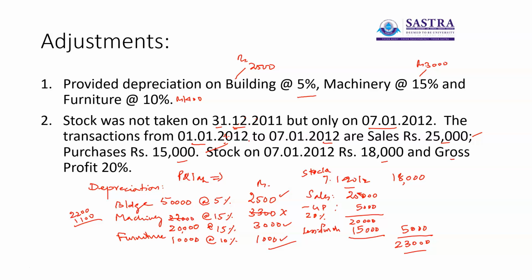Subtracting profit from sales, you get the cost or cost of goods sold, from which if you reduce purchases, you get the stock for this period, for these transactions. So total stock to be taken on 31st December 2011 will be rupees 23,000. This is how the stock to be valued in this question.